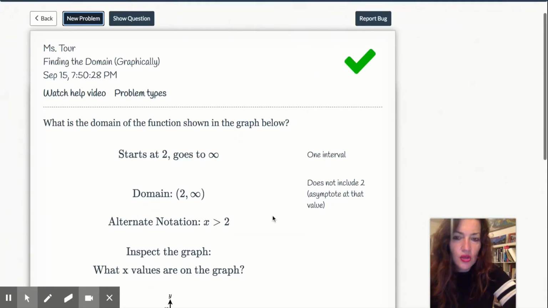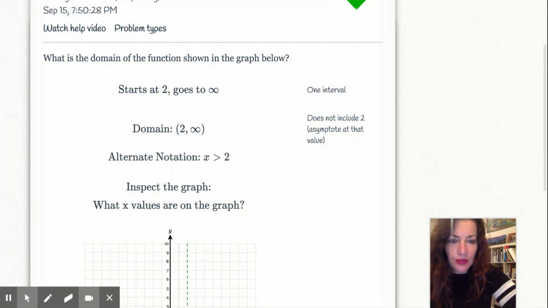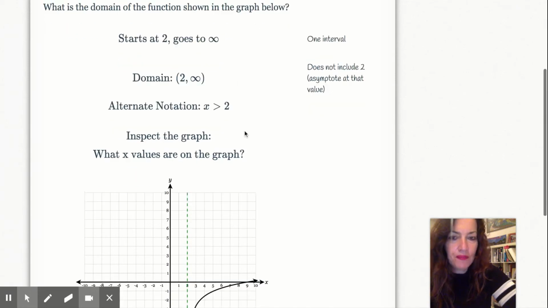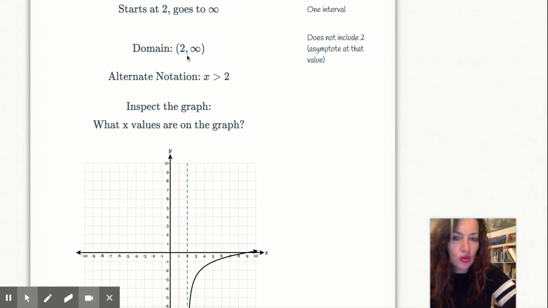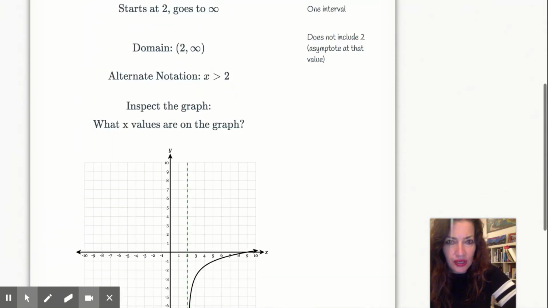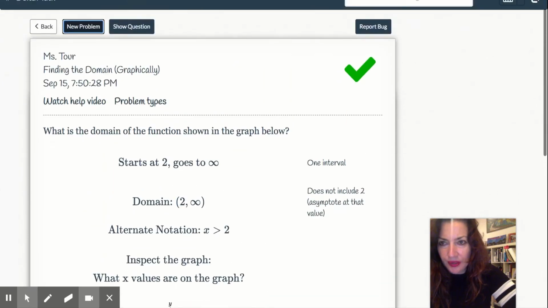All right, so taking a look at the graph, everyone. Again, the graph starts at 2, but not including 2, and goes to positive infinity, meaning going forever to the right. So the domain is 2, comma, infinity, using round brackets. Another way we can write this is x is greater than 2. And that is pretty much it. Let's try a different one.